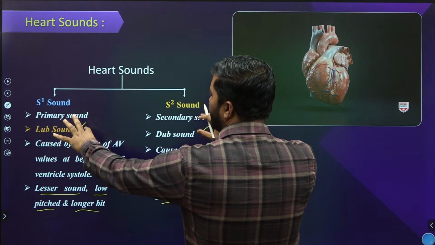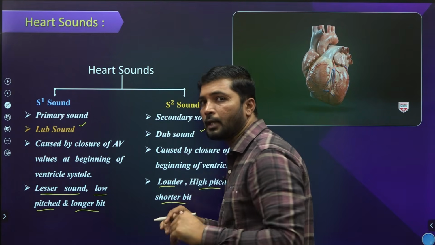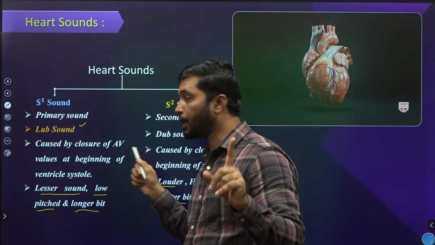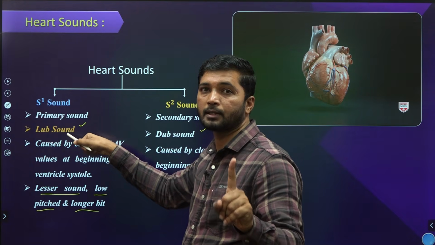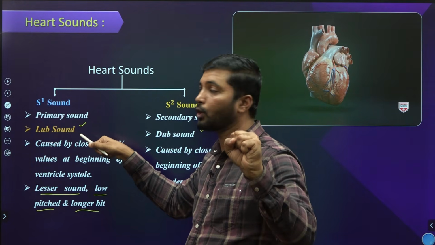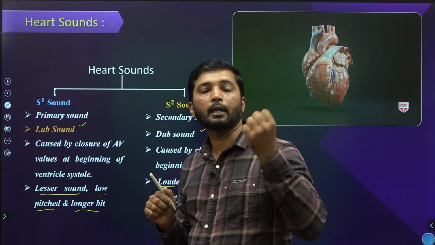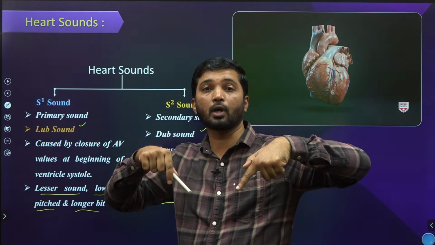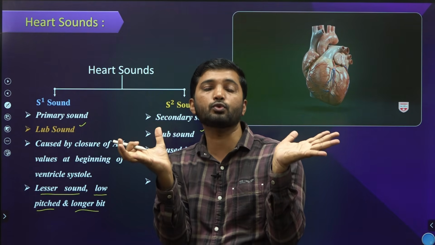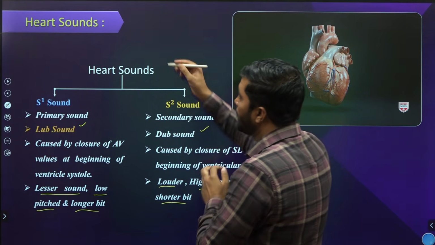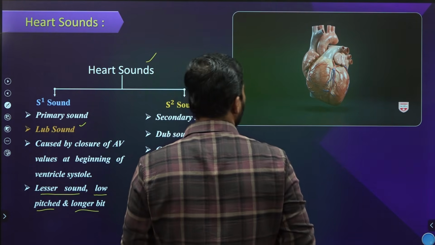So this is, in that objective-wise, a very important thing: when the heart produces the primary sound and the secondary sound. At the beginning of the ventricular systole, due to the closing of the AV valve, the heart produces a primary sound. The secondary sound is due to the closing of the semilunar valve during the diastole of the ventricle; the heart produces the secondary sound.